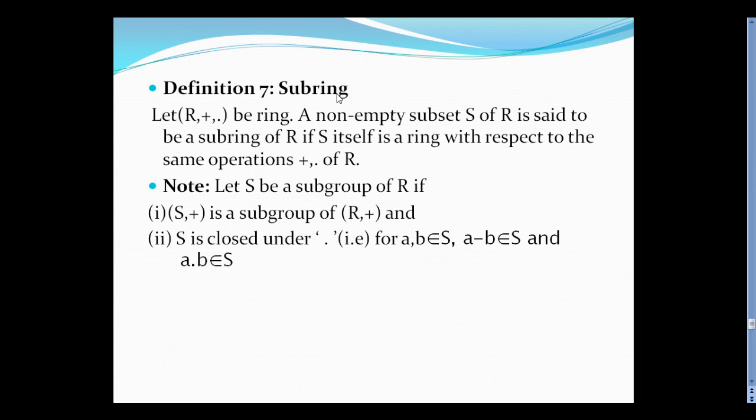Now, definition 7, subring. Let R under addition and product be a ring. A non-empty subset S of R is said to be a subring of R if S itself is a ring. If R is a ring, then I'm taking S as a subring; S also must be a ring under the addition and product of R. So S is a subring of R if S under addition is a subgroup of R under addition, and S is closed under dot product. So it has to satisfy: a, b belong to S, a minus b belongs to S, and a·b belongs to S.